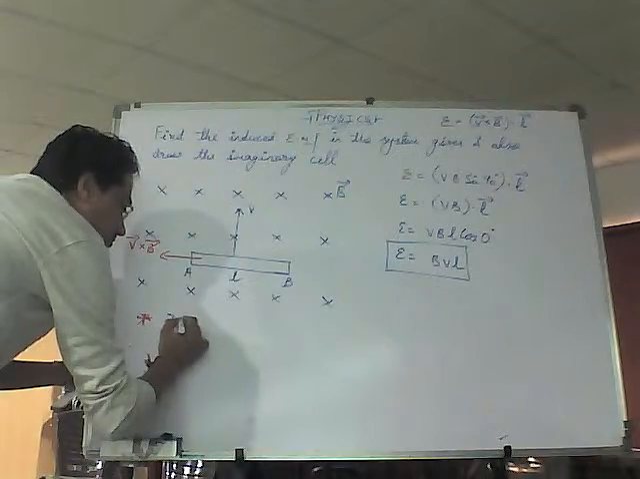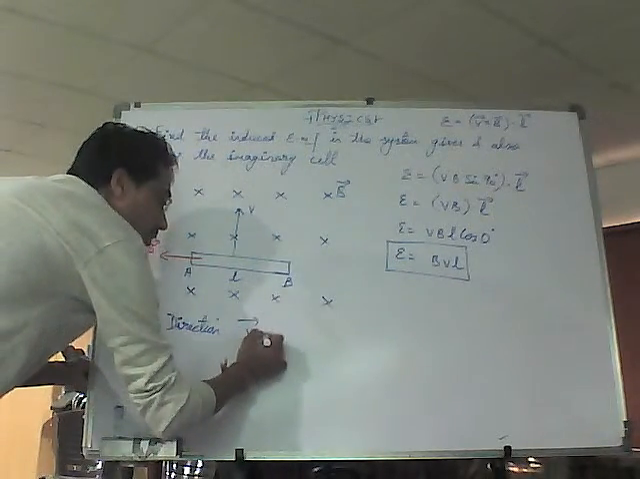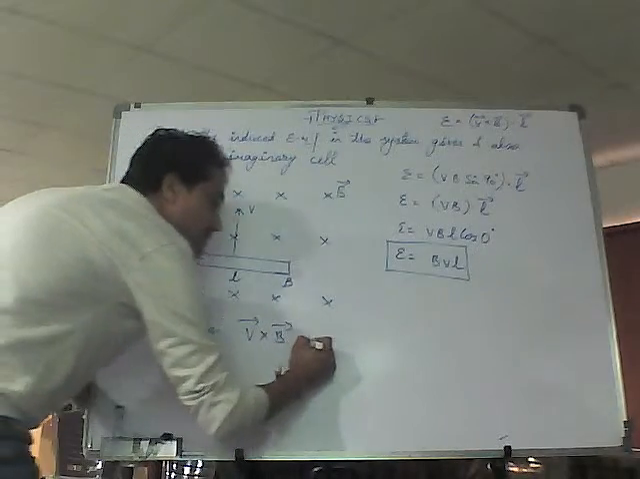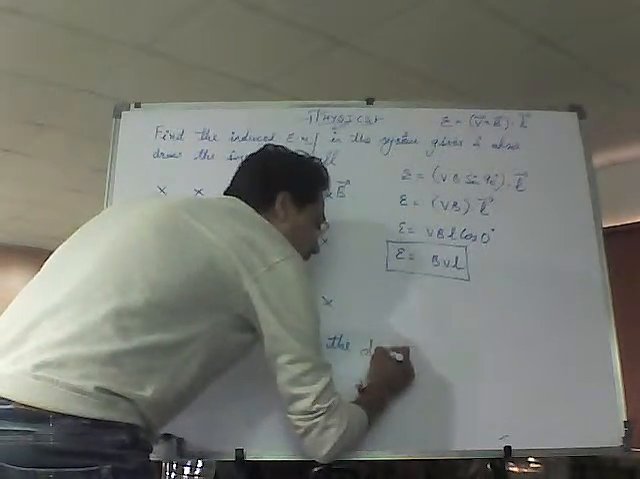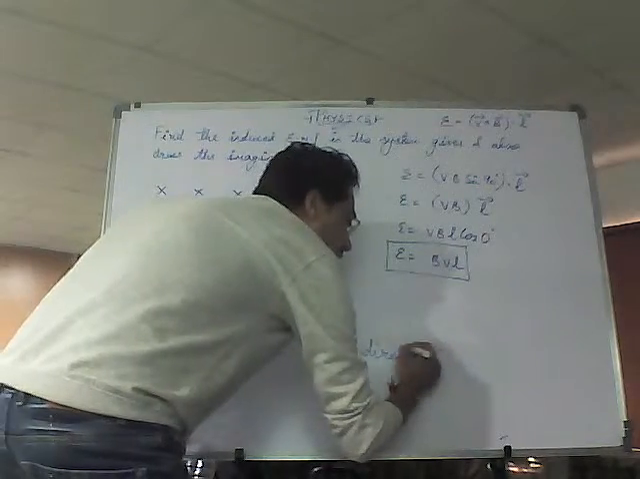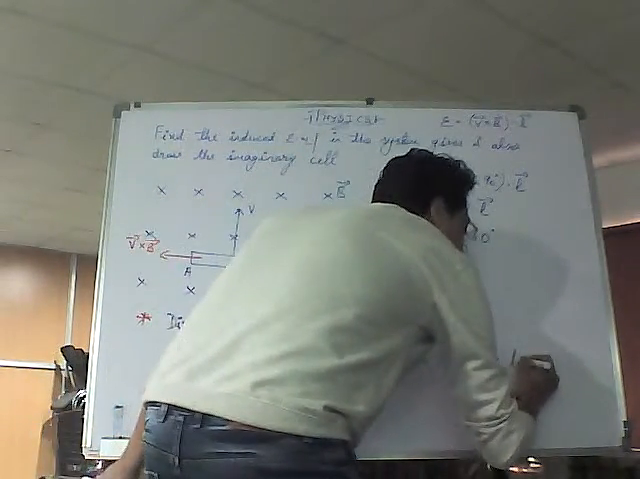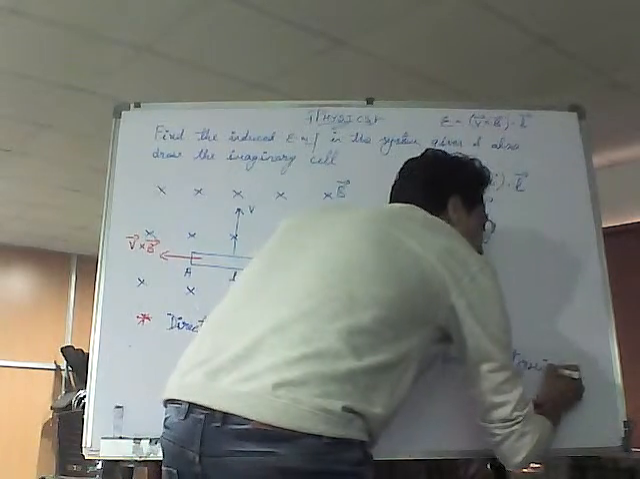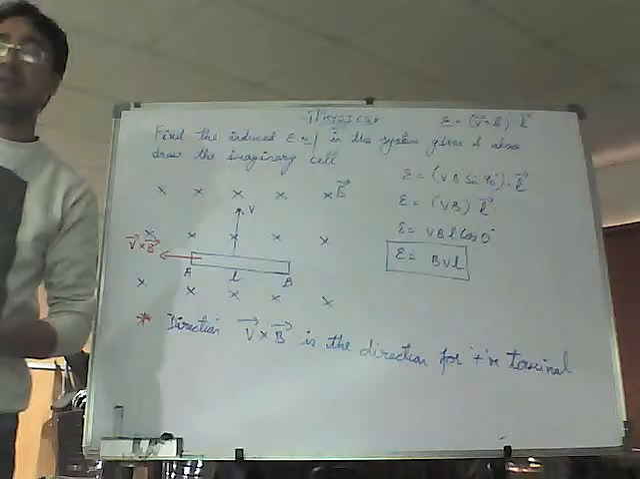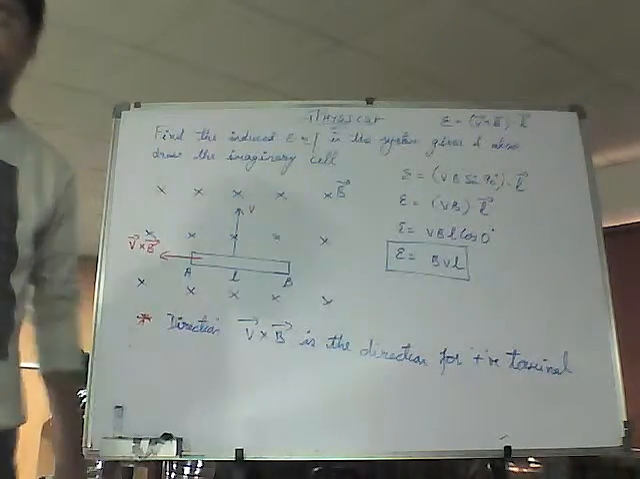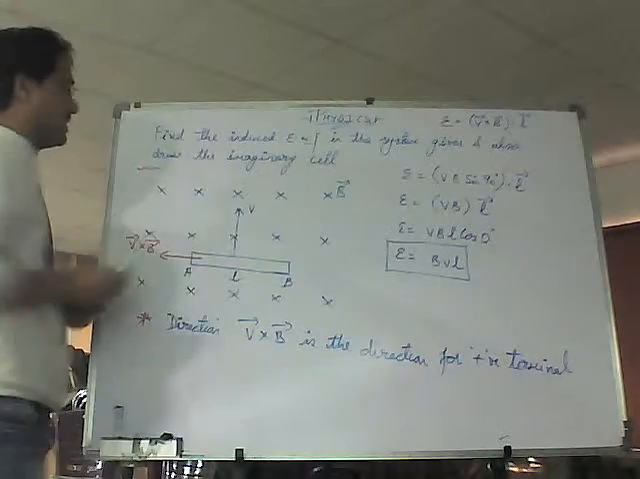Direction of V cross B is the direction for positive terminal. अभी आगे और भी चीजें खुलेंगी और भी इंपॉर्टेंट पॉइंट्स आएंगे. Is this part very much clear to all of you? Yes, please. Is this part very much clear to all of you?